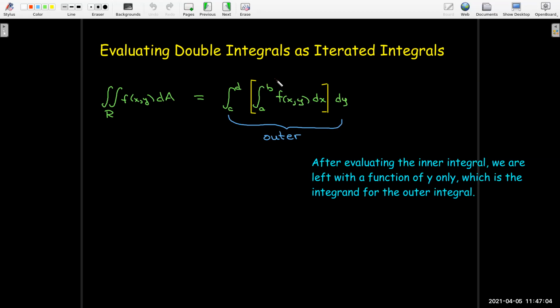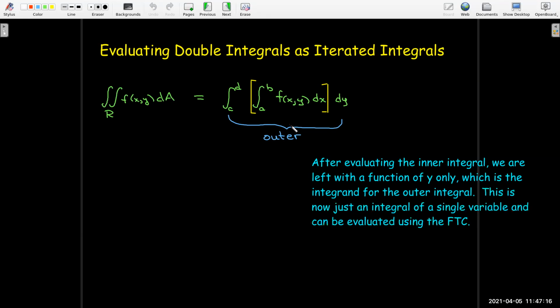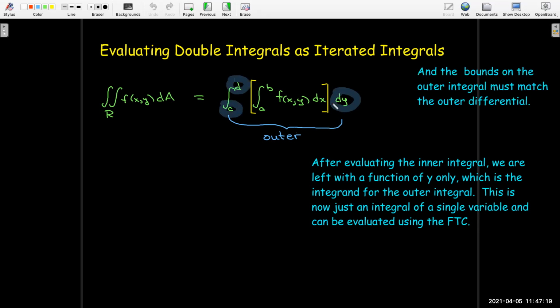So again, once we've finished evaluating the inner integral, we will have a formula containing y only, and then we just evaluate the outer integral. And again, when we're setting this up, we want to make sure that the differential, the variable for the differential, matches the outer bounds. And the outer bounds have to be numbers. And in this case, they would have to be y values.